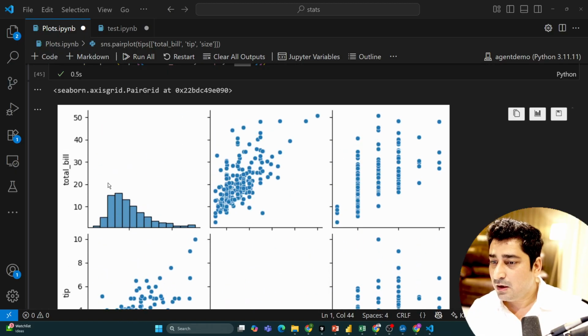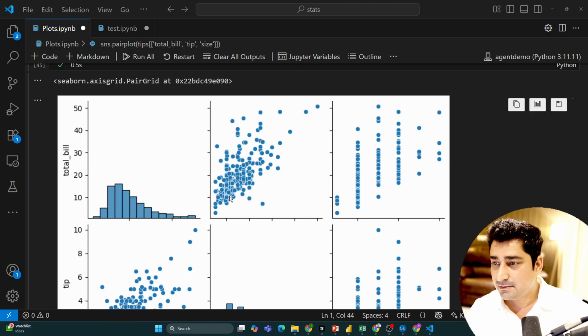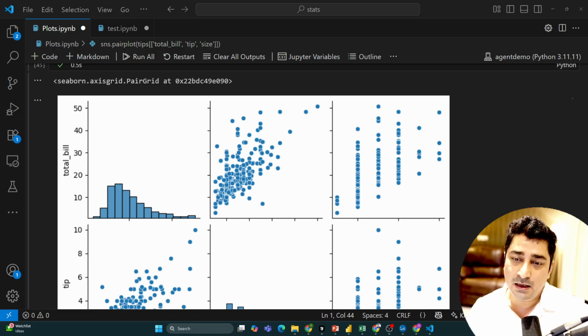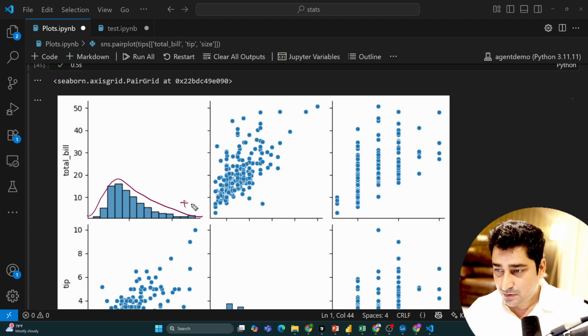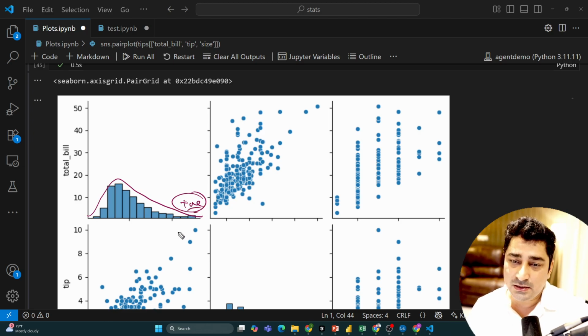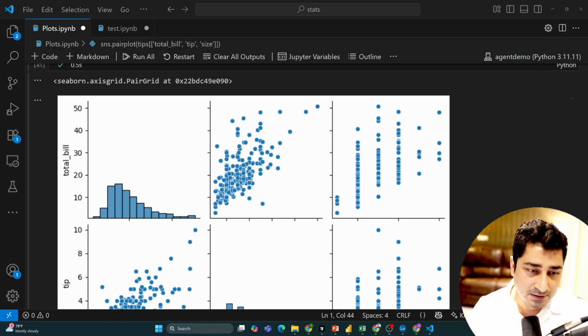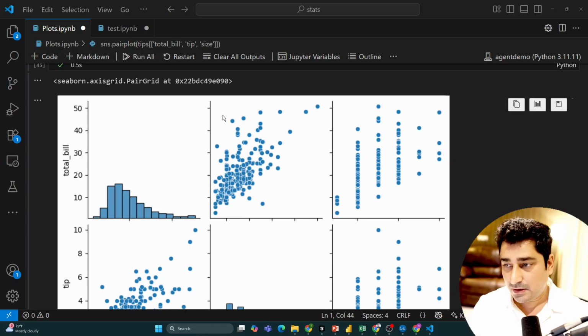Then tip to, again, total bill. So as my total bill is increasing, my tip is increasing, and even total bill is a bit skewed, that we have already figured out, right? On a positive side. So this is the conclusion that you all will be able to draw, guys, with the help of pair plot, right? A pair plot.